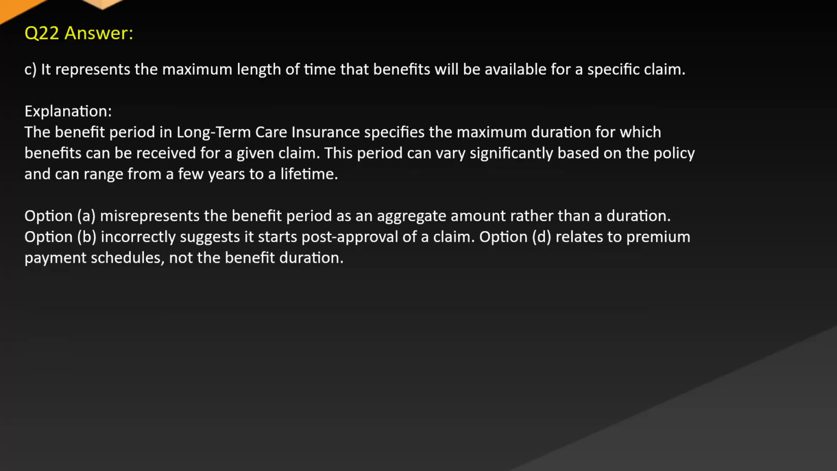Answer: C. It represents the maximum length of time that benefits will be available for a specific claim. Explanation: the benefit period in long-term care insurance specifies the maximum duration for which benefits can be received for a given claim. This period can vary significantly based on the policy and can range from a few years to a lifetime. Option A misrepresents the benefit period as an aggregate amount rather than a duration. Option B incorrectly suggests it starts post-approval of a claim. Option D relates to premium payment schedules, not the benefit duration.